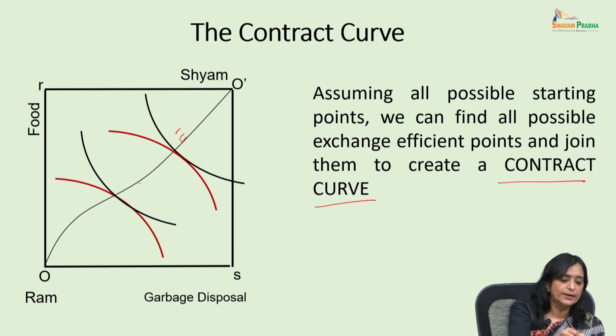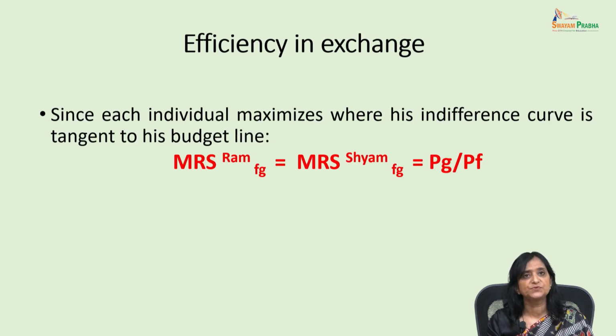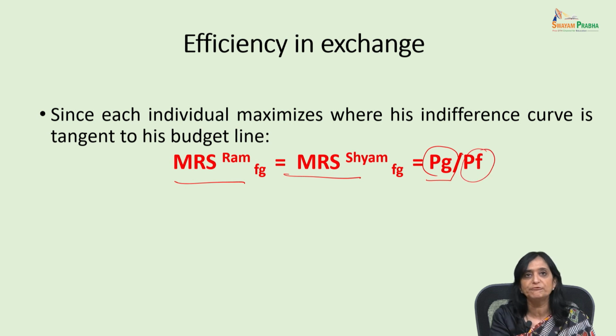So if the economy is on the contract curve, irrespective of where we are, we are going to see an efficiency of exchange. So efficiency of exchange would mean that the marginal rate of substitution for Ram for the two goods, food and garbage disposal, should be equal to the marginal rate of substitution for Shyam for food and garbage disposal, and this should be equal to the price of garbage divided by the price of food.